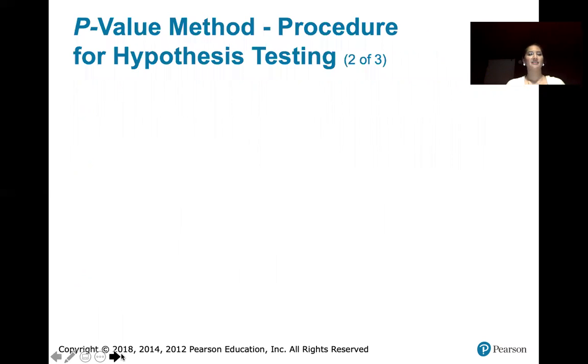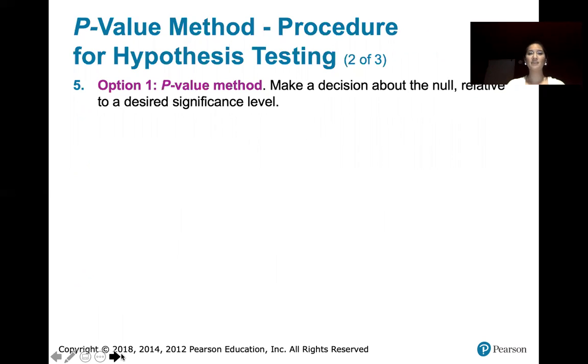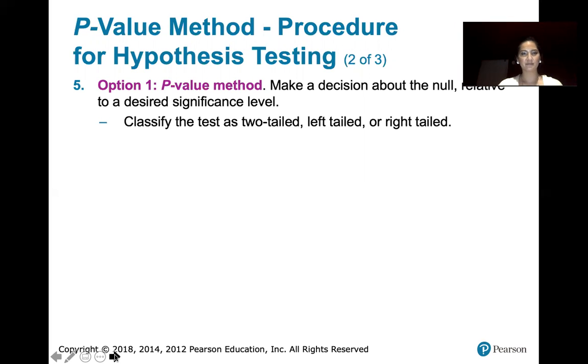Okay, then the p-value method and the critical value method diverge right here. So on this slide, we're going to go through the rest of the hypothesis test using the p-value method. In the p-value method, we're going to make a decision about the null relative to our desired significance level.